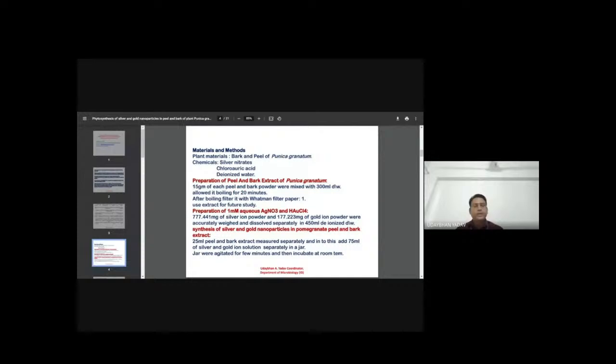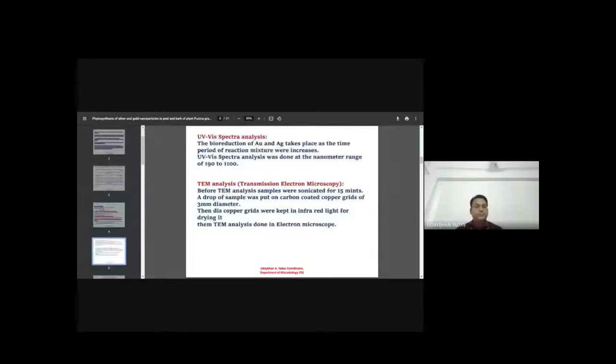25 ml of peel and bark extract was measured separately, and into this 75 ml of silver and gold ion solution was added separately in a jar. The jars were agitated for a few minutes and then incubated at room temperature.